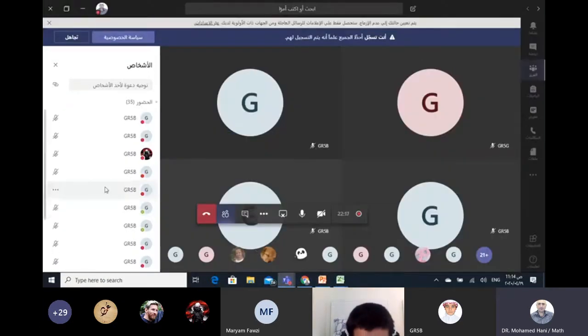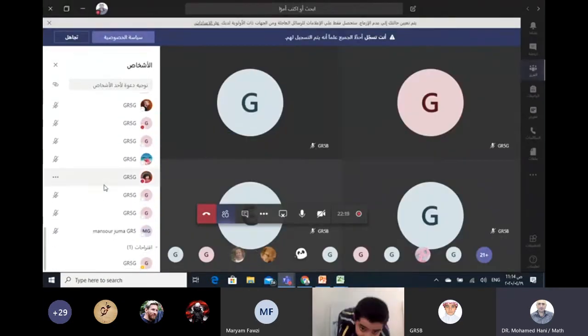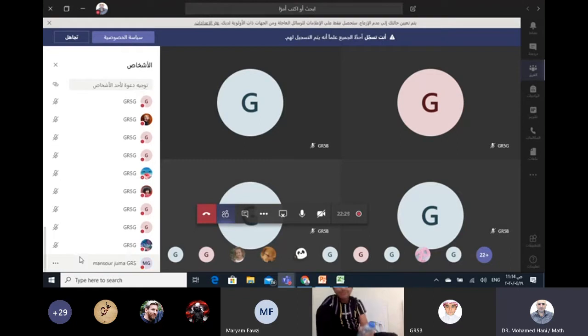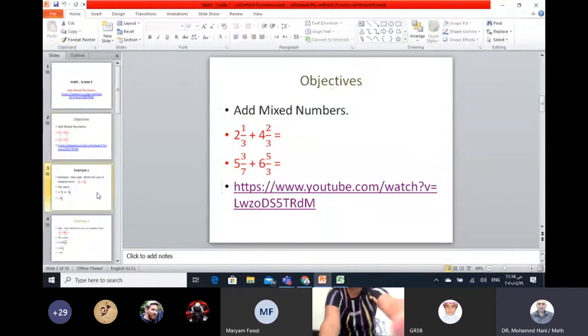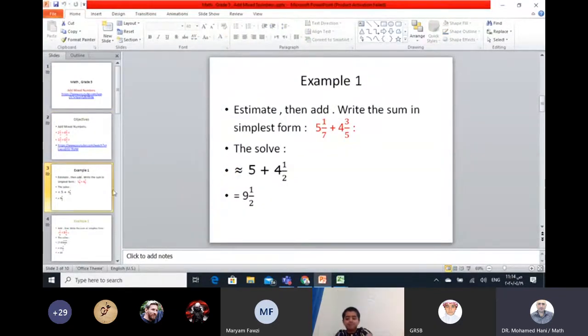Okay, this is the meaning of mixed numbers and how to add mixed numbers if I have like fractions or unlike fractions. For example, example 1 here: estimate. The question here includes estimate, then add. Write the sum in the simplest form.